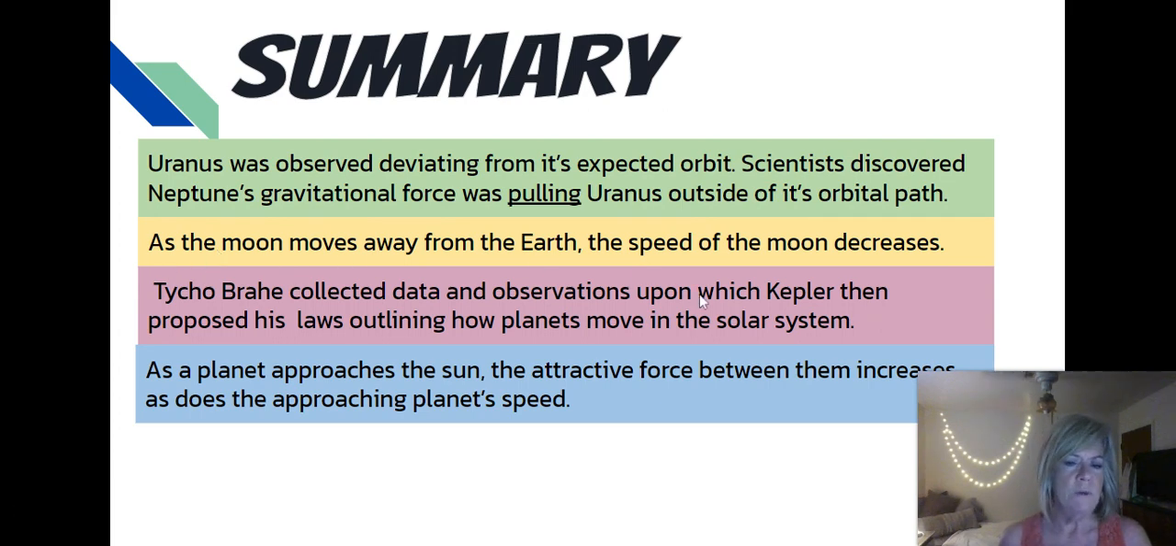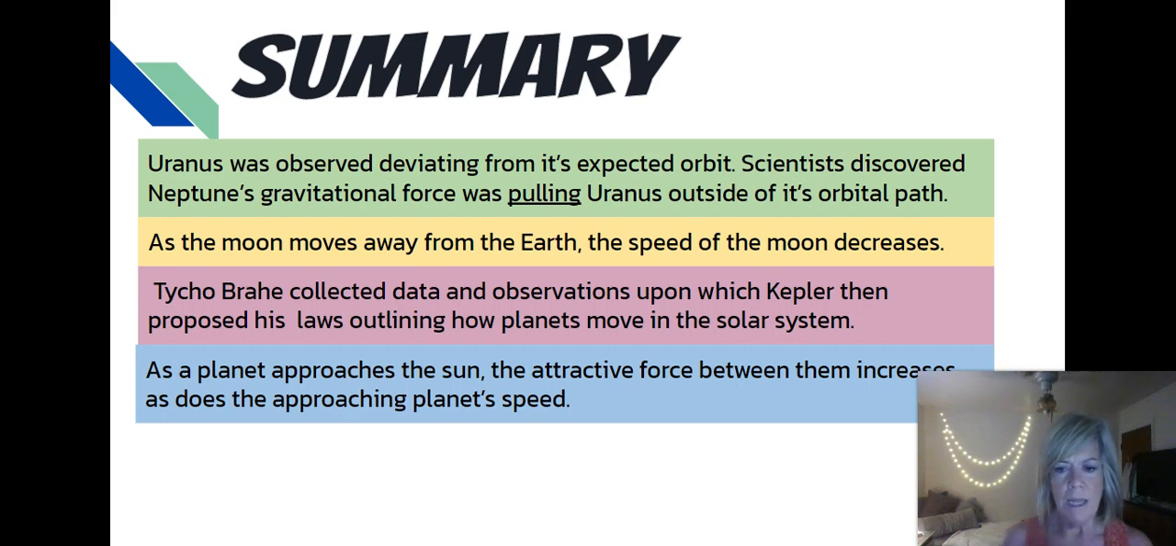As the moon moves away from the Earth, the speed of the moon decreases, and that was that relationship. If it's moving toward its orbiting central body, then it's going to increase. If it's moving away, then it's going to decrease. So you just need to remember that relationship. Toward the central body, the speed is going to increase. Away, it's going to decrease, because you have two forces fighting each other.